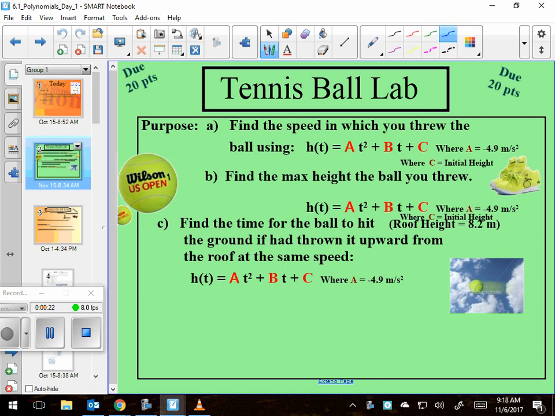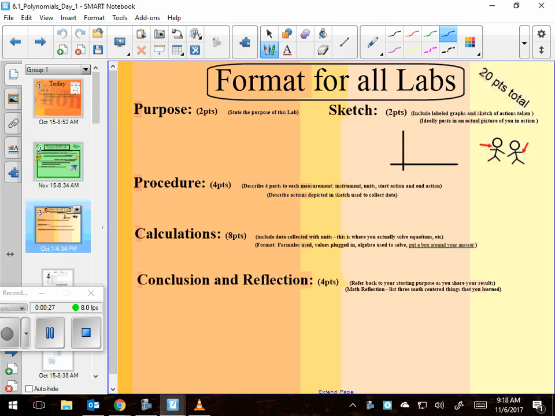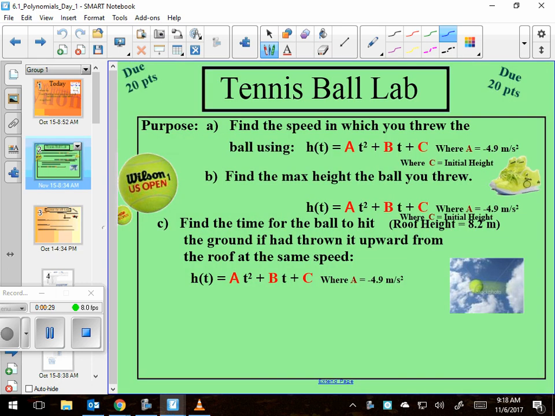The purpose, when you write out your lab, you of course are going to follow the format for all labs, and the purpose part is one of them. And you can't just copy exactly what it says. Basically, the purpose is to find the vertical speed that you threw the ball at, and find the max height of the ball you threw.